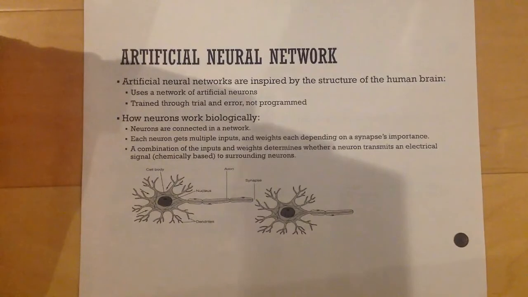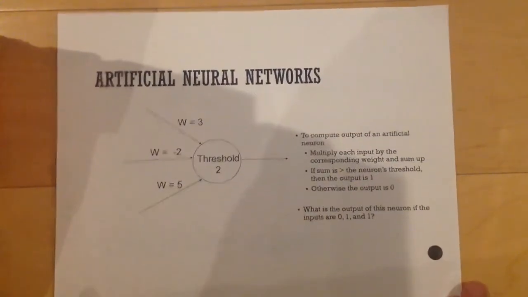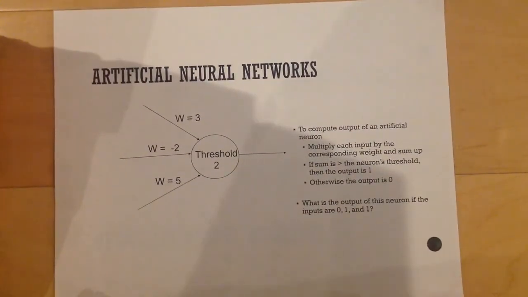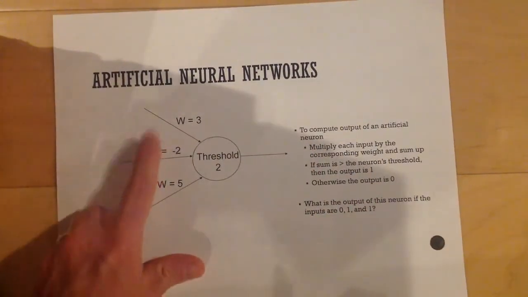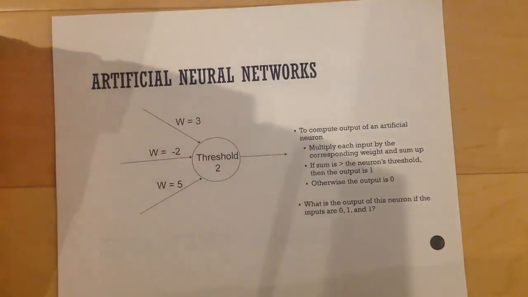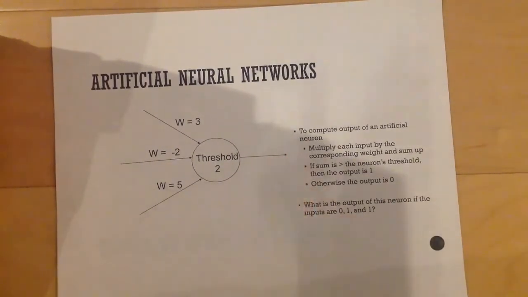All right, so again, let's see how this can translate over to a computer. Here is an artificial neural network. You can think of this right here as your neuron, and it's getting inputs from different parts of the neural network. To compute the output of an artificial neuron, we multiply each input by the corresponding weight and sum up. If the sum is greater than the threshold, then this outputs a 1. Otherwise, it outputs a 0. Because again, we're still in the world of computers, so our choices are either 1 or 0.